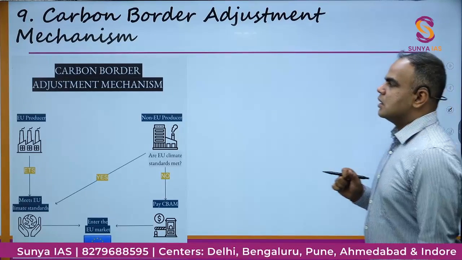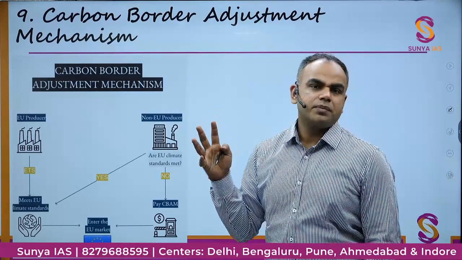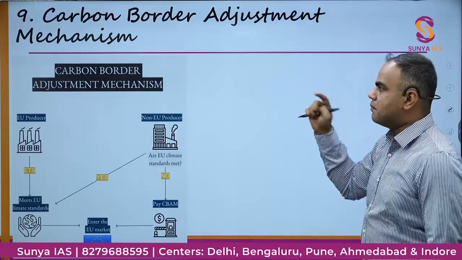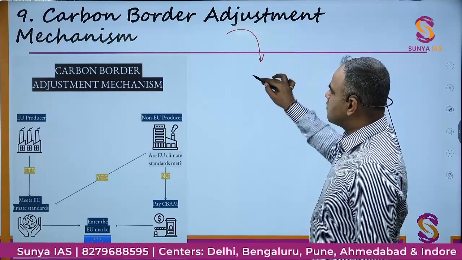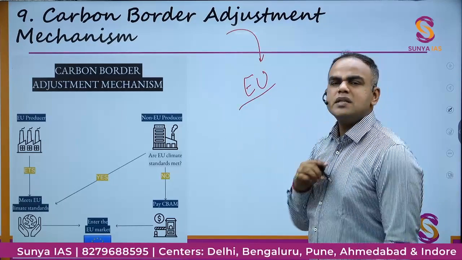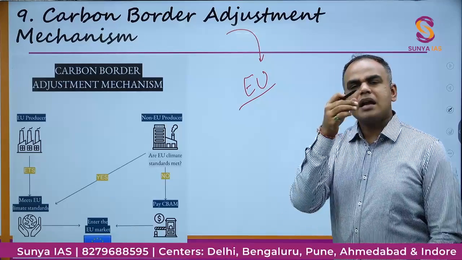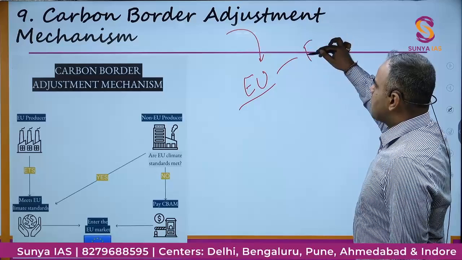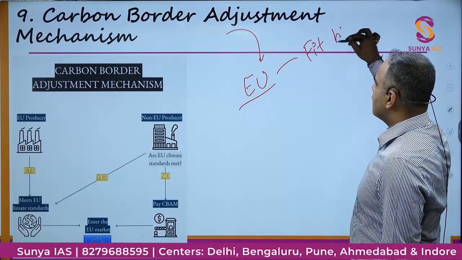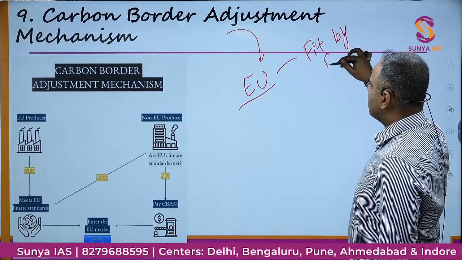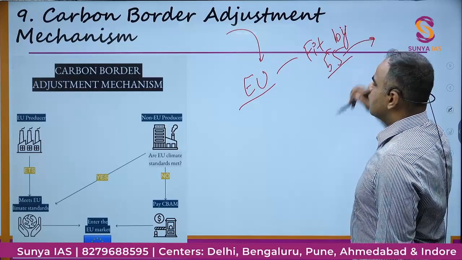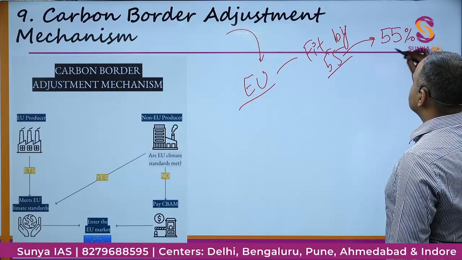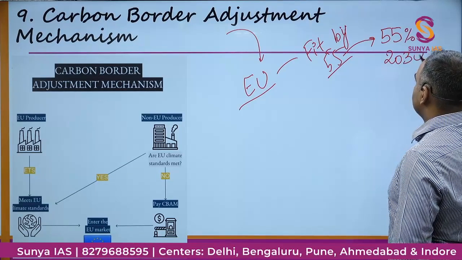Okay, now one more thing very important here is the carbon border adjustment mechanism, CBAM. Number one, this was proposed by the EU, the European Union. The EU has been very prominent in climate change. It also spoke about Fit for 55, which is simply a reduction in greenhouse gases by 55% by the year 2030.